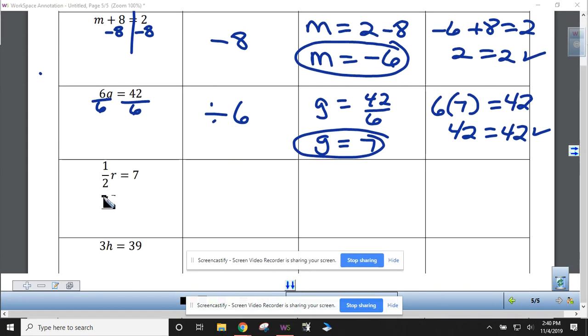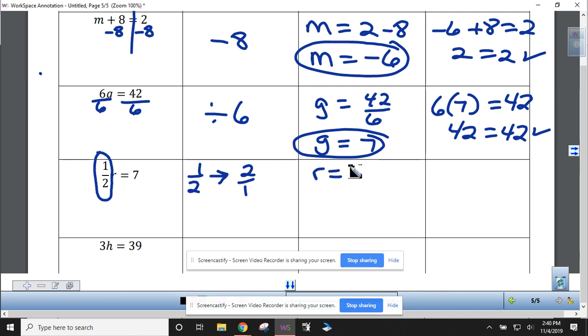On this one, there's more than one way you can do this. I've taught the way where you can divide by your coefficient, just like you did here with 6. You would divide each side by your half. The other way is to multiply by its reciprocal. So whenever you have a fraction, what we're going to do is we're going to flip it and change it to 2 over 1.